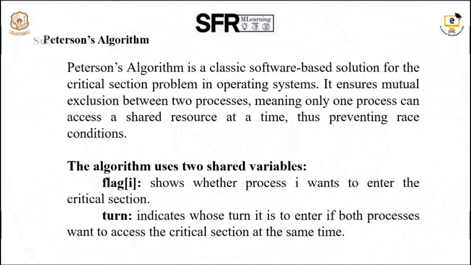So next we summarize the Peterson algorithm. The Peterson algorithm was developed by Peterson in 1981. So let's talk about the Peterson algorithm. The Peterson algorithm is a classic software solution to the critical section problem in the operating system. So when a problem occurs in an operating system, we use the Peterson algorithm to solve it. The algorithm uses shared variables, flag of i and turn. Flag of i shows that the process wants to enter the critical section, and turn is used to ensure both processes cannot access the critical section at the same time.